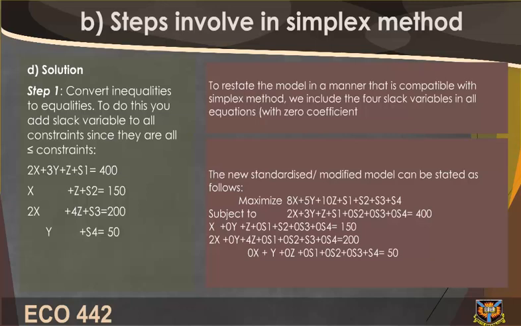Subject to 2x plus 3y plus z plus s1 plus 0s2 plus 0s3 plus 0s4 equals 400. x plus 0y plus z plus 0s1 plus s2 plus 0s3 plus 0s4 equals 150. 2x plus 0y plus 4z plus 0s1 plus 0s2 plus s3 plus 0s4 equals 200. 0x plus y plus 0z plus 0s1 plus 0s2 plus 0s3 plus s4 equals 50.